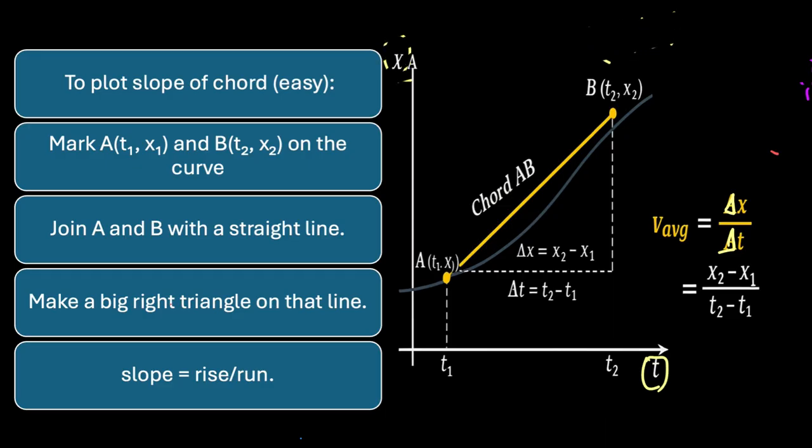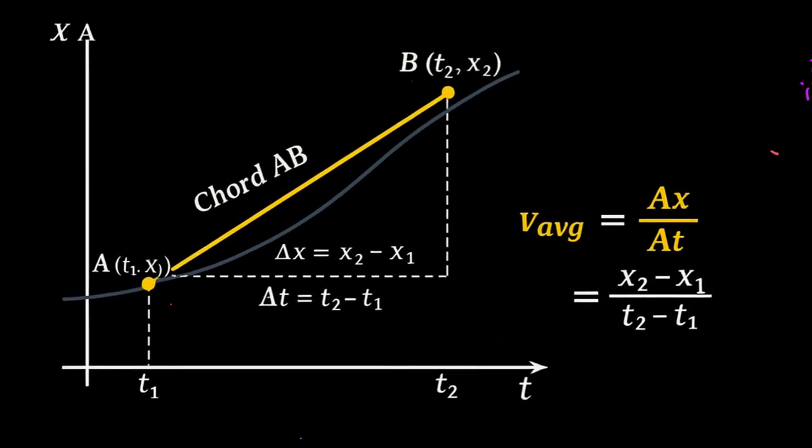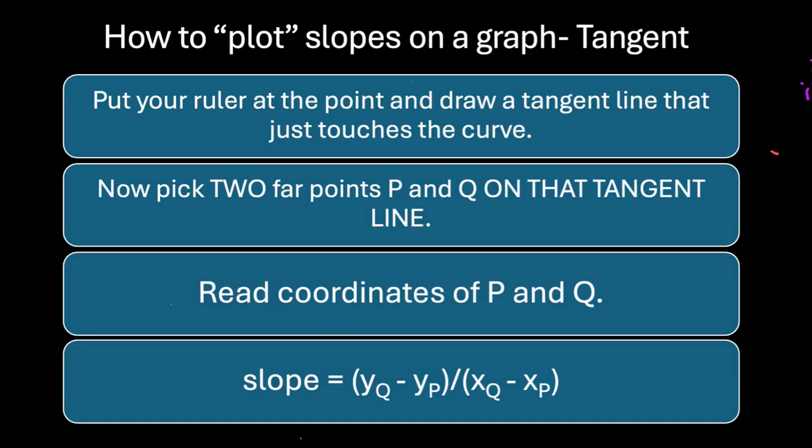And the same for what? It would be the same for the tangent as well. Put your ruler at the point, draw a tangent that touches the curve. Now pick two far points P and Q on that tangent line. Read the coordinates of P and Q, and then find out slope is equal to yQ minus yP by xQ minus xP, which is y2 minus y1 by x2 minus x1.